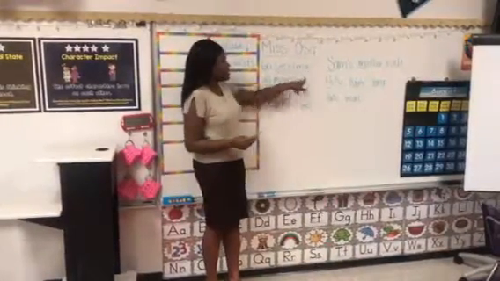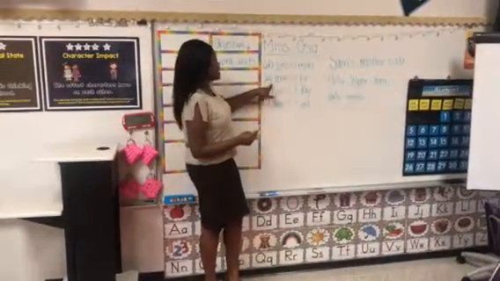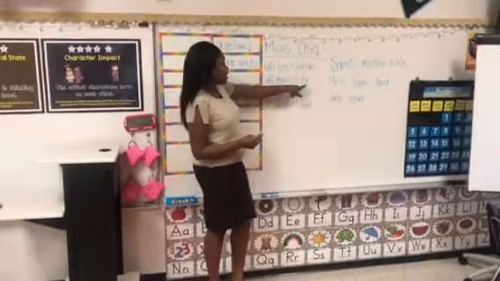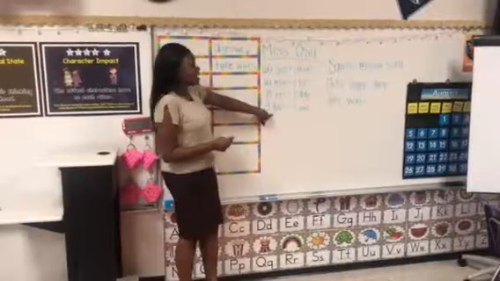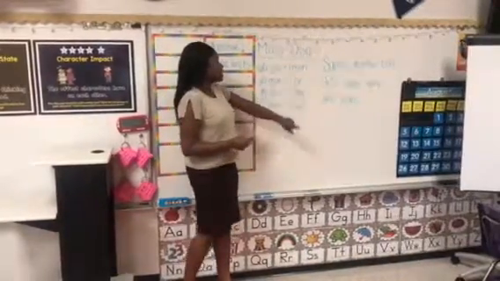So let me show you some tricks so that we can make this really fun. 60 seconds equals 1 minute. 60 minutes is 1 hour. 24 hours is 1 day. And 7 days is 1 week.